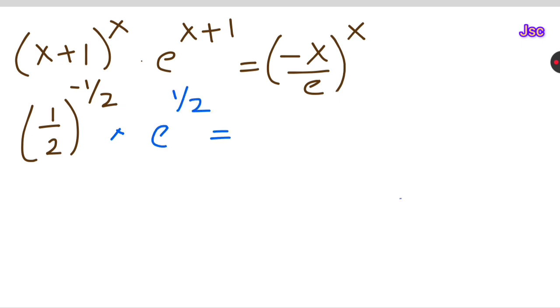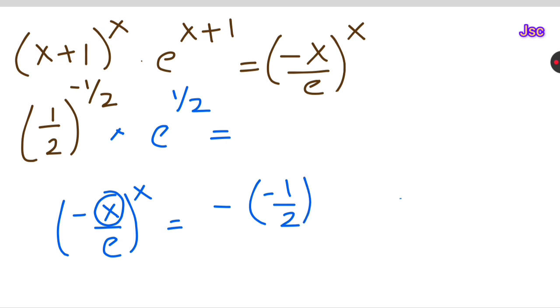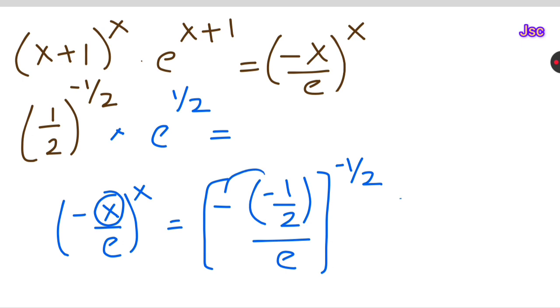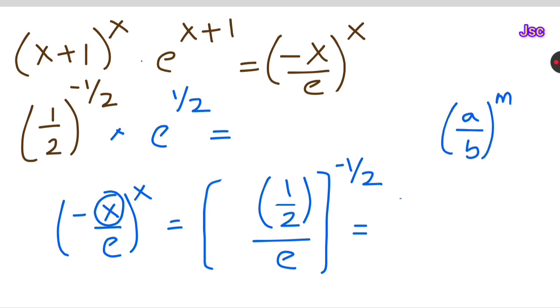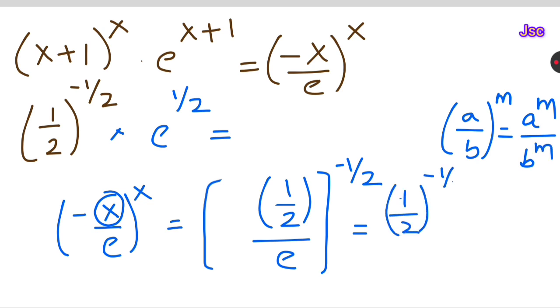Now we have to observe the right hand term, which is (minus x over e) whole raised to the power of x. We got x as minus 1 by 2, so that is (minus of minus 1 over 2, over e) whole raised to the power of minus 1 over 2. This minus minus gives plus. So now it is in the form of (a over b) whole raised to the power of m. We can write this as a raised to the power of m over b raised to the power of m. So that is (1 over 2) whole raised to the power of minus 1 by 2, over e raised to the power of minus 1 over 2.